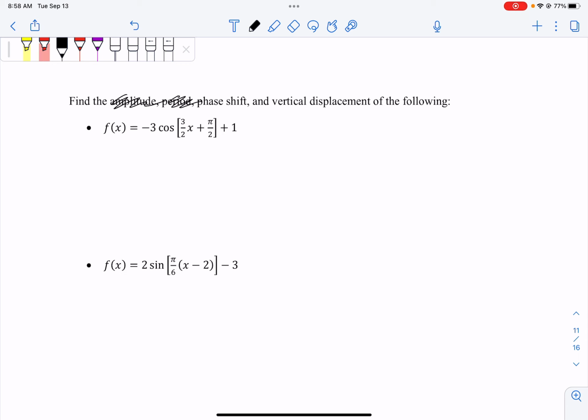So we know that our original function is cosine of theta. Over here we have -3 cosine. Remember that we have to factor out the 3 over 2. So I'm going to take out the 3 over 2. Then we have x plus, and if you can't see this right away, pi over 2 divided by 3 over 2 is pi over 2 times 2 over 3, which is pi over 3. So plus pi over 3, close the bracket, and plus 1.